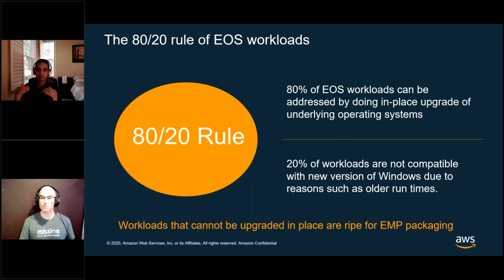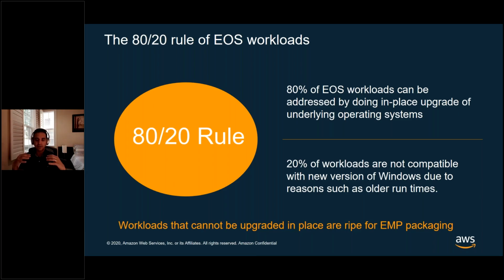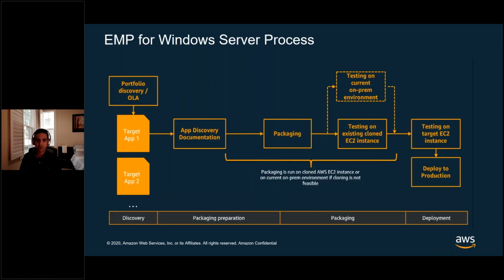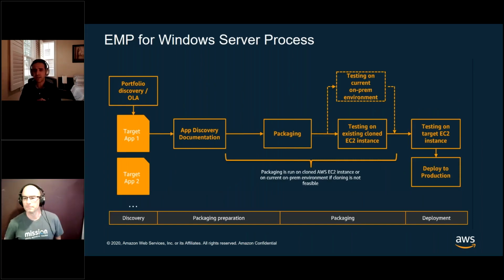But then there are the 20% workloads, which is where you have the issue of the application not being compatible with the new version of Windows, and that's where the EMP packaging really helps out. So we'll talk about that a little bit more on how we help out with that particular kind of use case. Our EMP process, a typical engagement, has 4 steps.